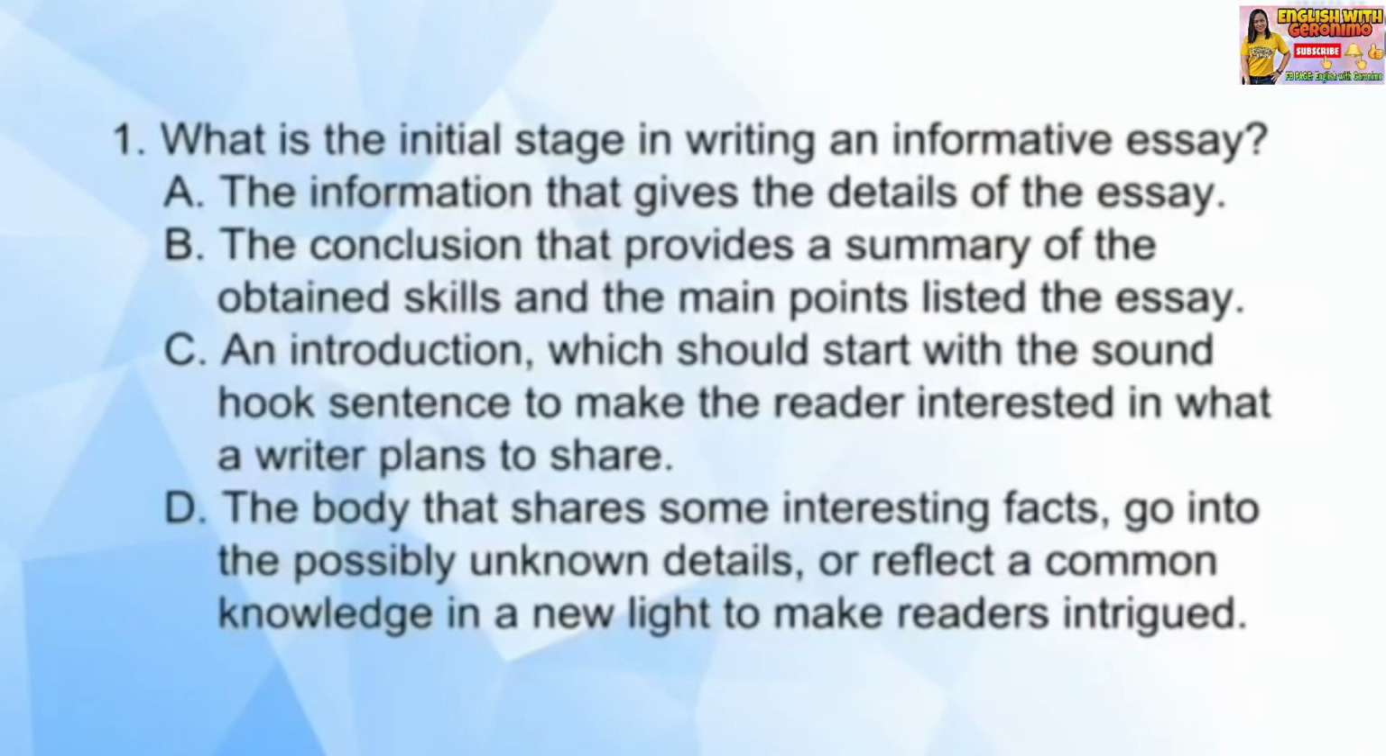Question number 1. What is the initial stage in writing an informative essay? Letter A. The information that gives the details of the essay. Letter B. The conclusion that provides a summary of the obtained skills and the main points listed in the essay. Letter C. An introduction, which should start with a sound hook sentence to make the reader interested in what a writer plans to share. Or letter D. The body that shares some interesting facts, goes into the possibly unknown details, or reflects a common knowledge in a new light to make readers intrigued.